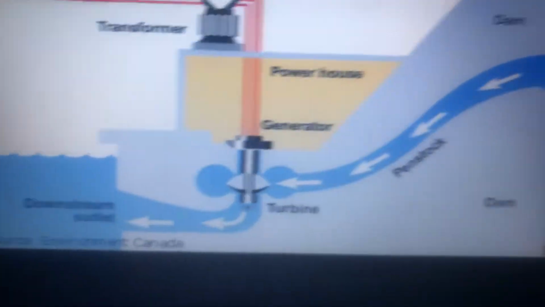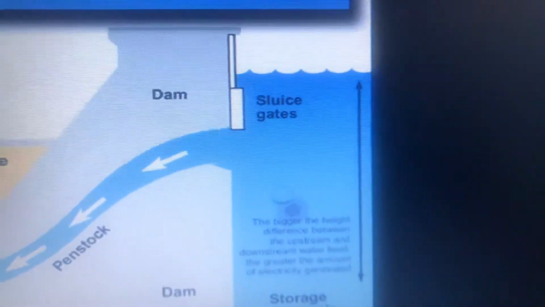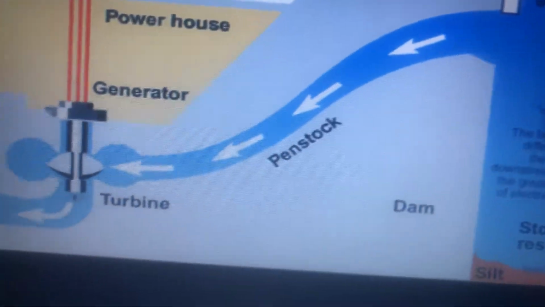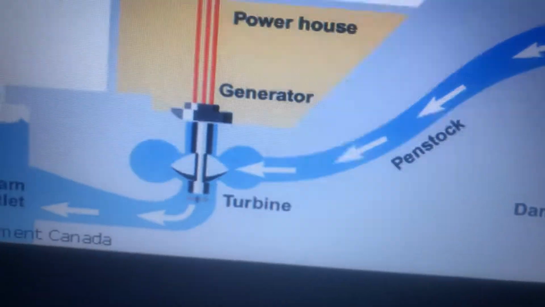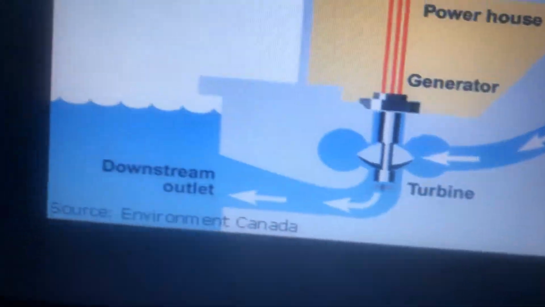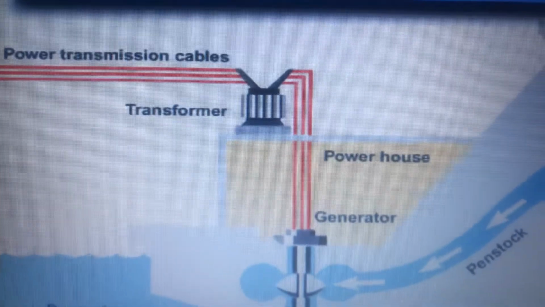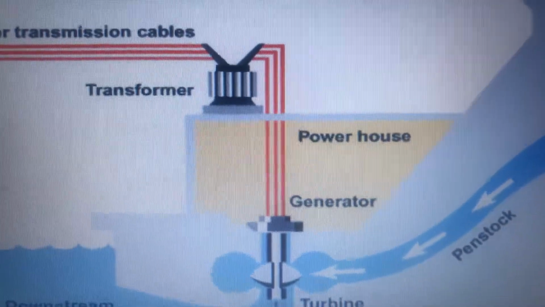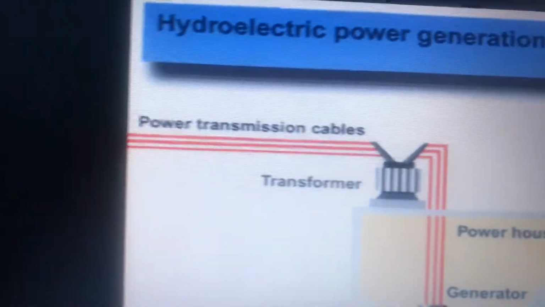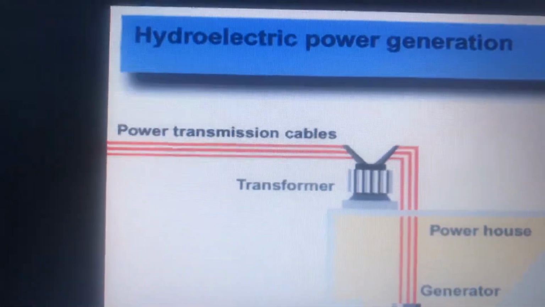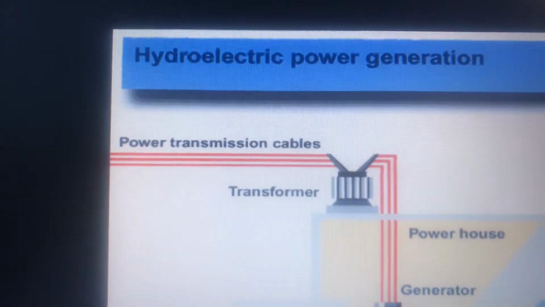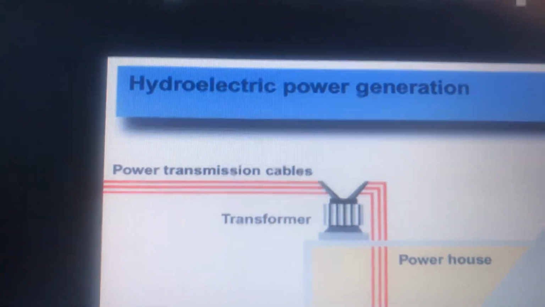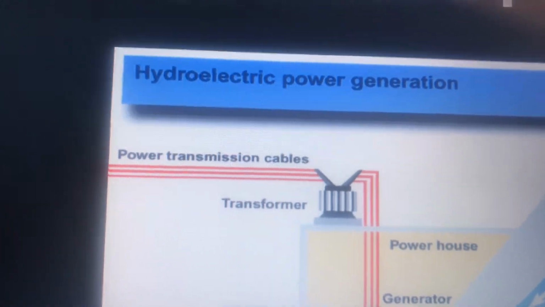So here's the gates of the dam. The water comes down through penstocks and turns a turbine, and the turbine then rotates all the different wheels in a generator. It goes up the powerhouse and then through the power cables to our homes and businesses here in Phoenix. Roosevelt Dam was one of the early dams to do that.